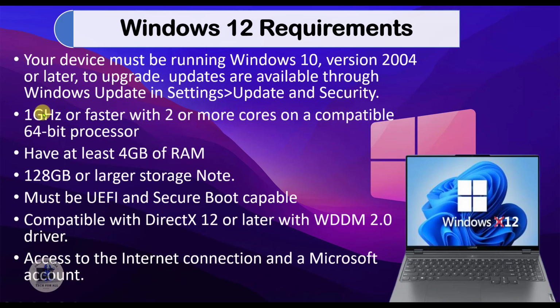System requirements: a 1 gigahertz or faster processor. You must have 2 cores on the processor. Expected RAM: you must have 4 GB spare RAM for installing and running Windows 12. You need 128 GB or greater storage on your hard disk. You must have UEFI and Secure Boot capability on your system. Compatible with DirectX 12 or later with WDDM 2.0 drivers. You also need an internet connection to activate Windows 12.